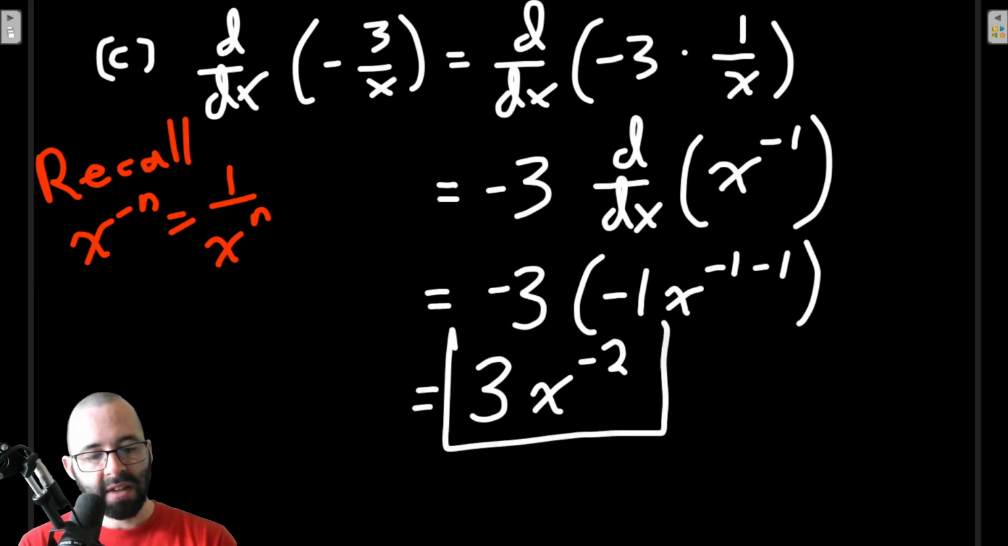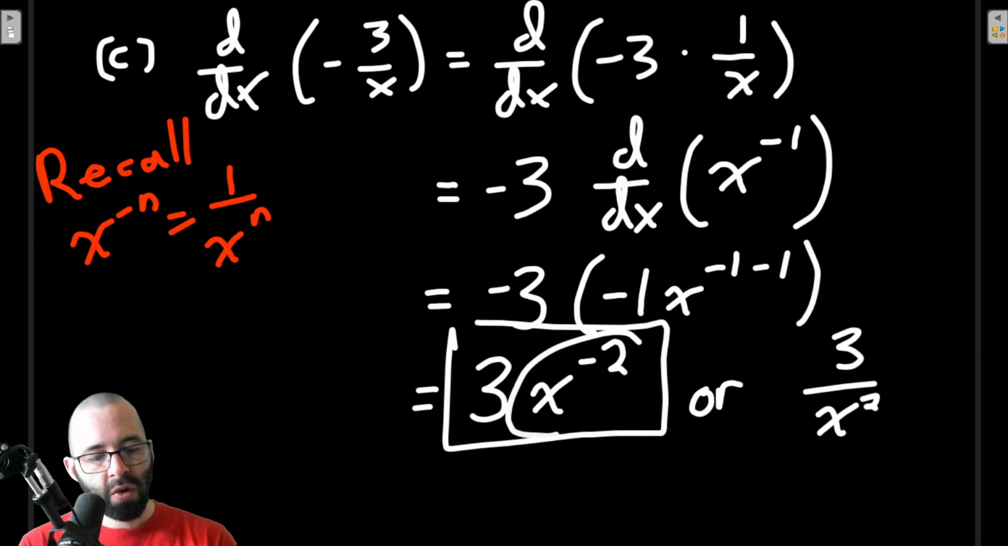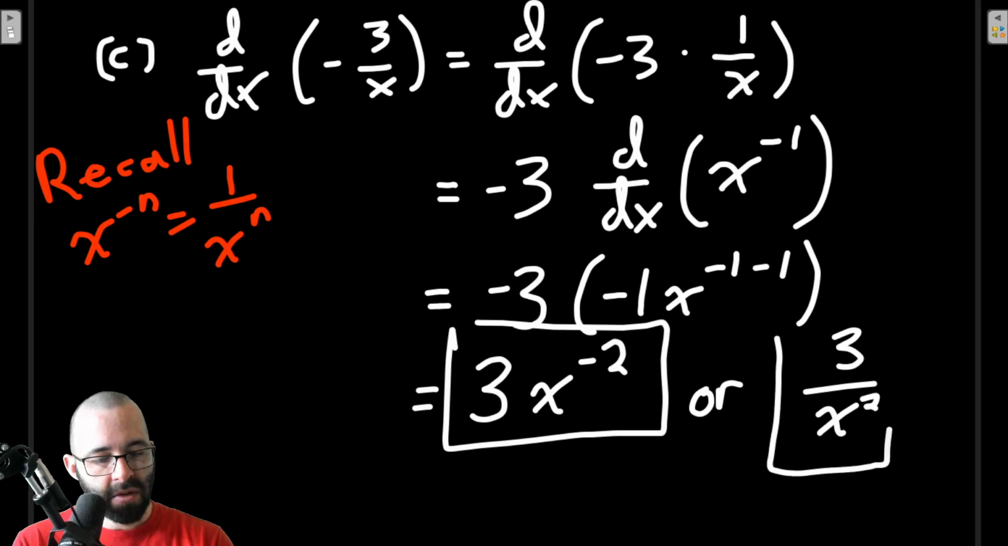And this is a perfectly acceptable answer. If you wanted some more practice, you could rewrite this as 3 over x squared. Remember, the negative only applies to the x, so only the x goes in the denominator. Both of these are good answers. I'm only going to box 1 answer though.